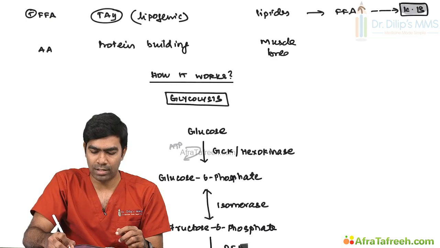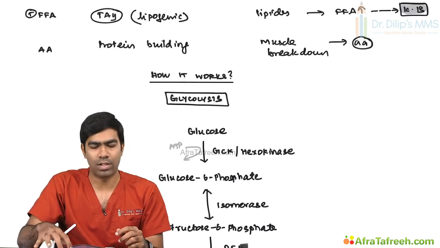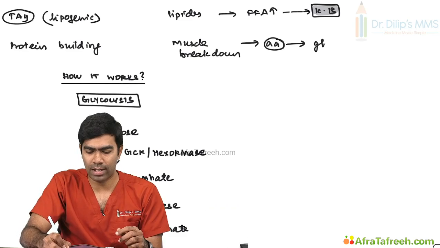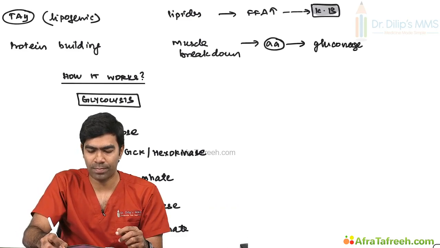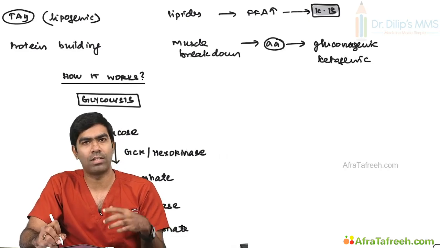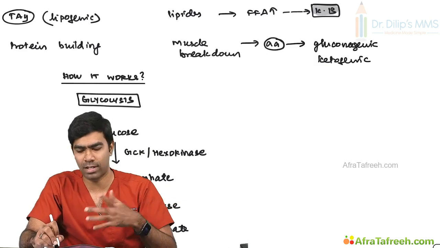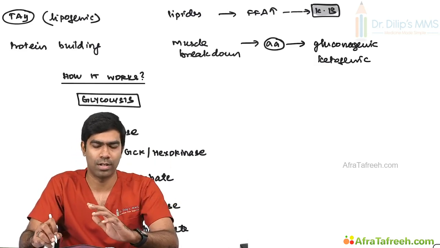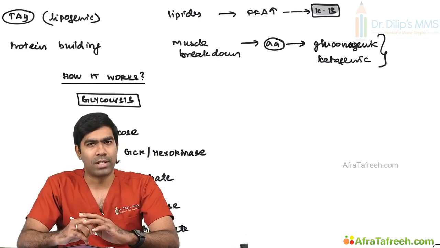and you're going to release amino acids into the circulation. And these amino acids are going to enter either the gluconeogenic pathway or the ketogenic pathway, or both. Because certain amino acids are gluconeogenic, certain amino acids are ketogenic, and certain amino acid catabolism might be combined gluconeogenic and ketogenic. Which we'll be discussing subsequently.